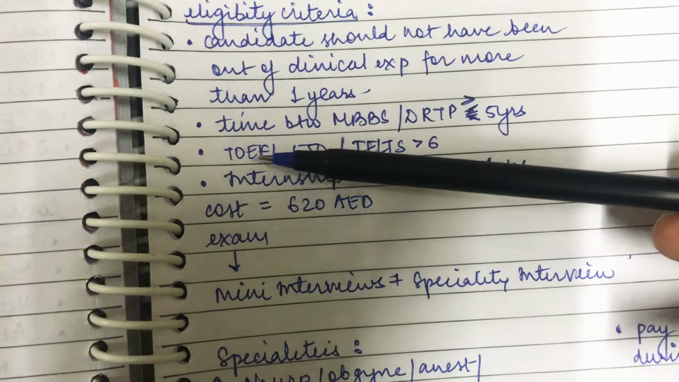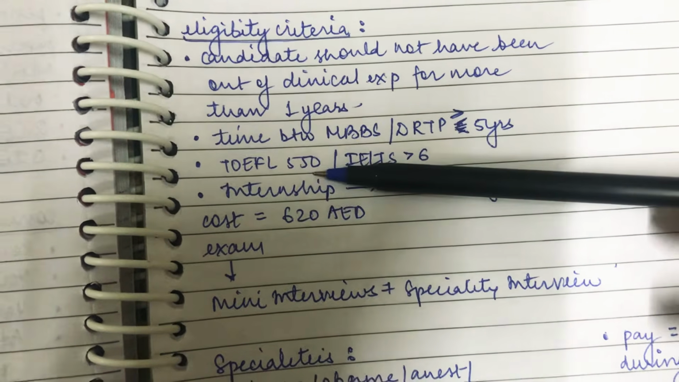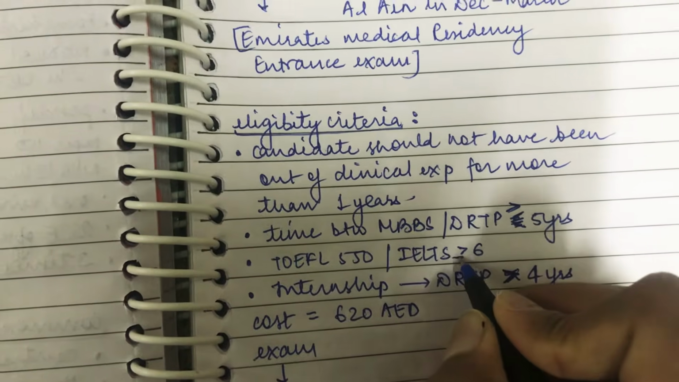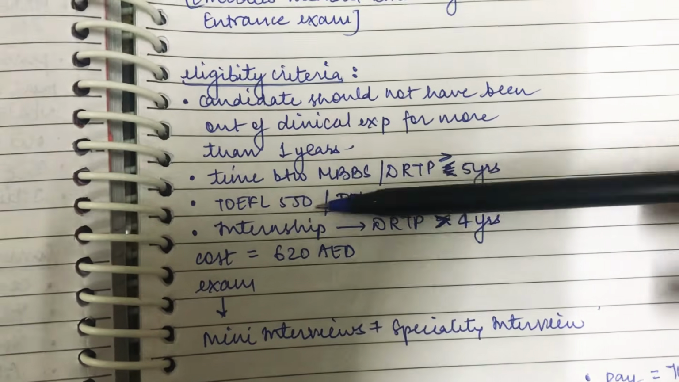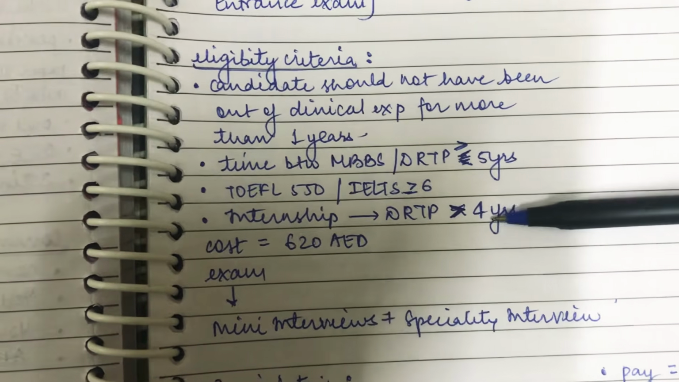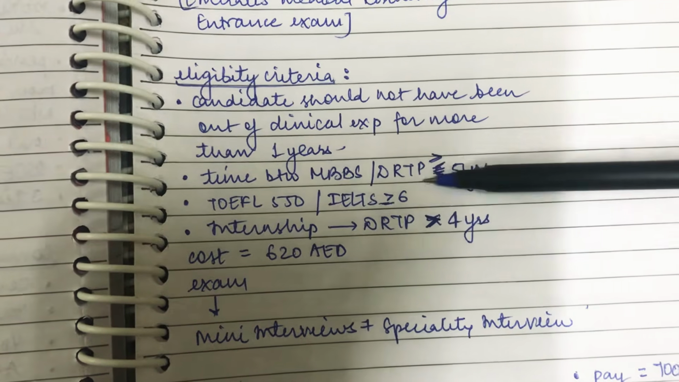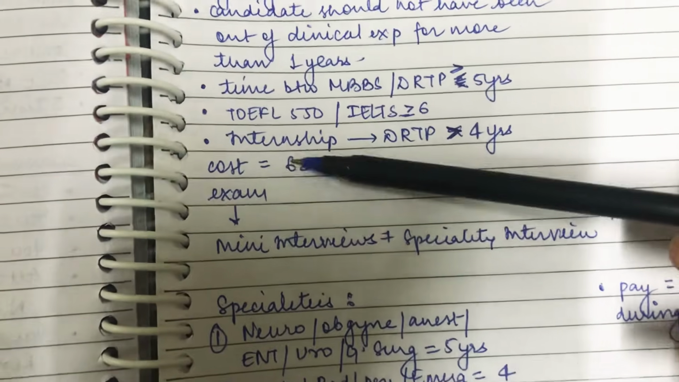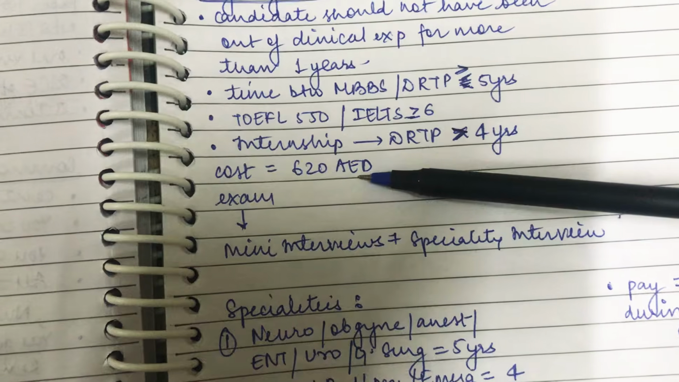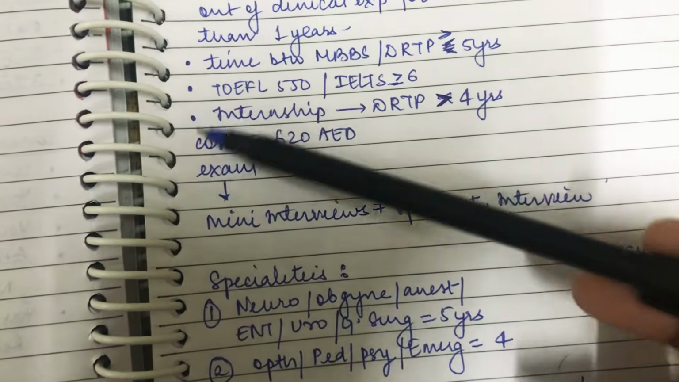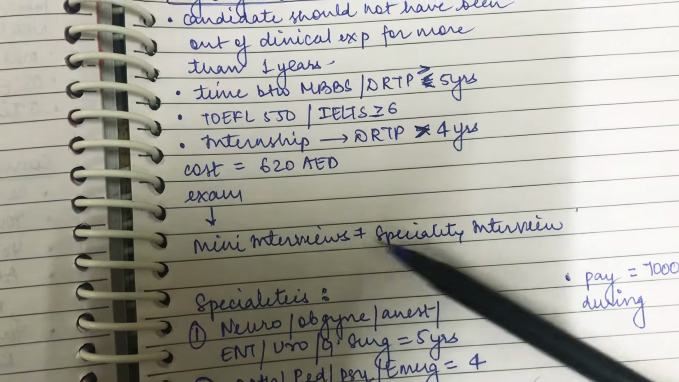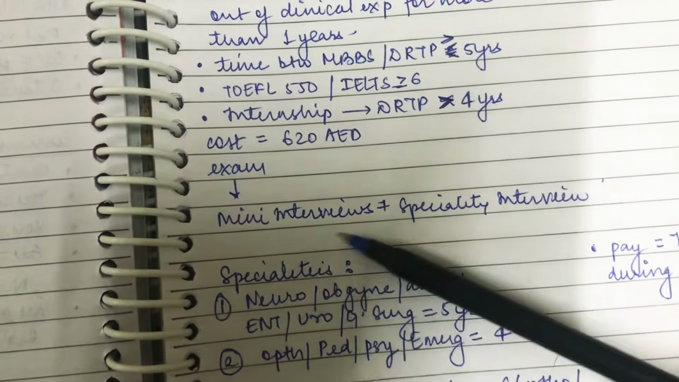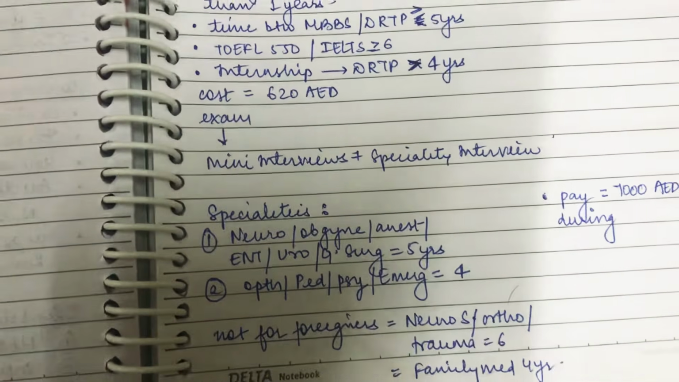The next point is you need a TOEFL score of at least 550 and above, and an IELTS score of minimum 6, so equal to 6 or more than 6. The time between internship and DRTP should be less than 4 years. It makes sense: between MBBS and DRTP 5 years, between internship and DRTP less than 4 years. The application fee for this examination is 620 AED dirhams. After you give this examination, there will be mini interviews plus 1 specialty interview. So total 3 steps. First the written examination, then the mini interviews, and then the specialty interview where you'll match up to your specialty.